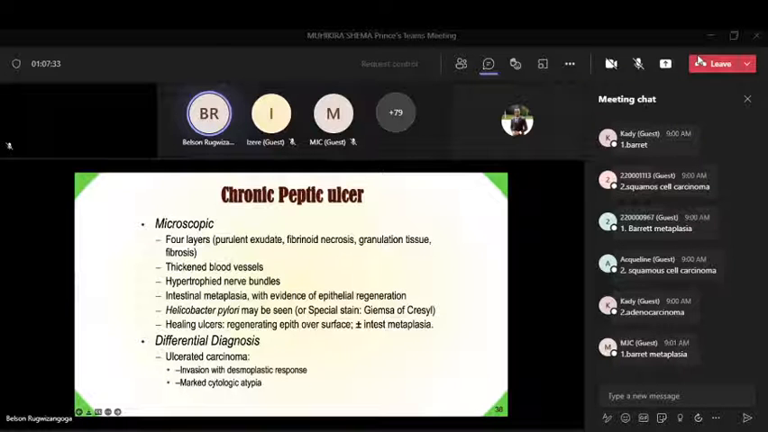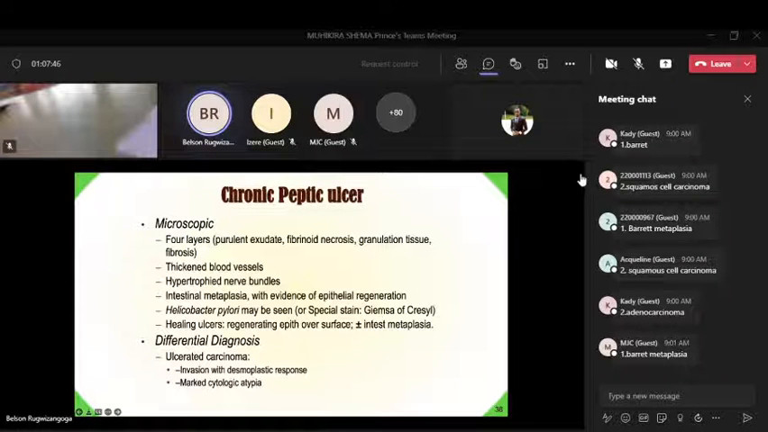When it is there, it means that there is a risk that this patient may develop dysplasia and cancer in the future. And you can see evidence of peripheral degeneration.